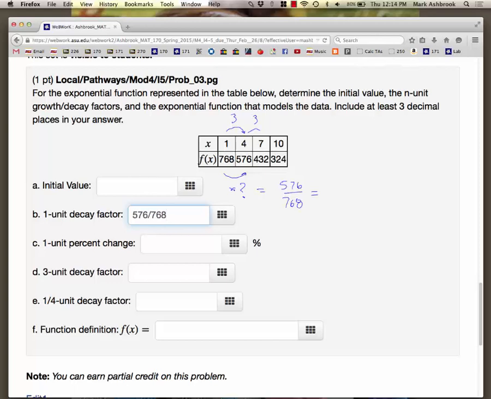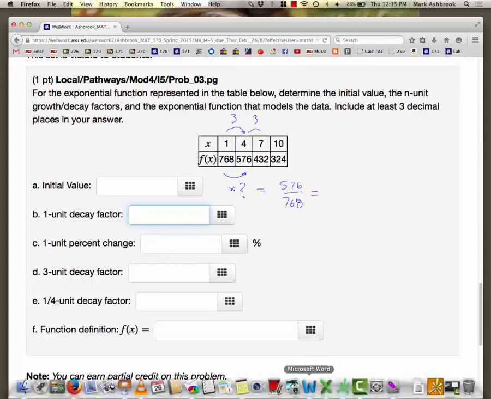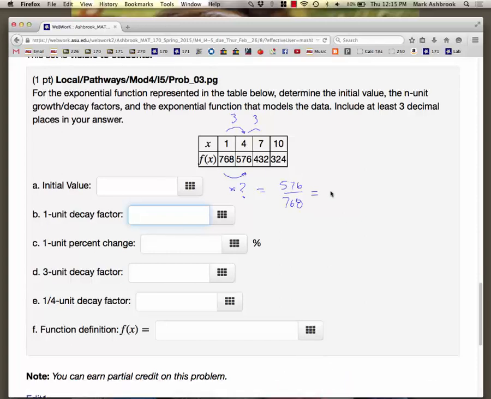Okay, so now, that's the 3. Sorry, right, exactly. This is the 3 unit decay factor. We want the 1 unit decay factor. Also the 3 unit decay factor we can put down here. So we got that. The order of the questions here is quite out of order from how you would approach this. That's okay. We can handle it.